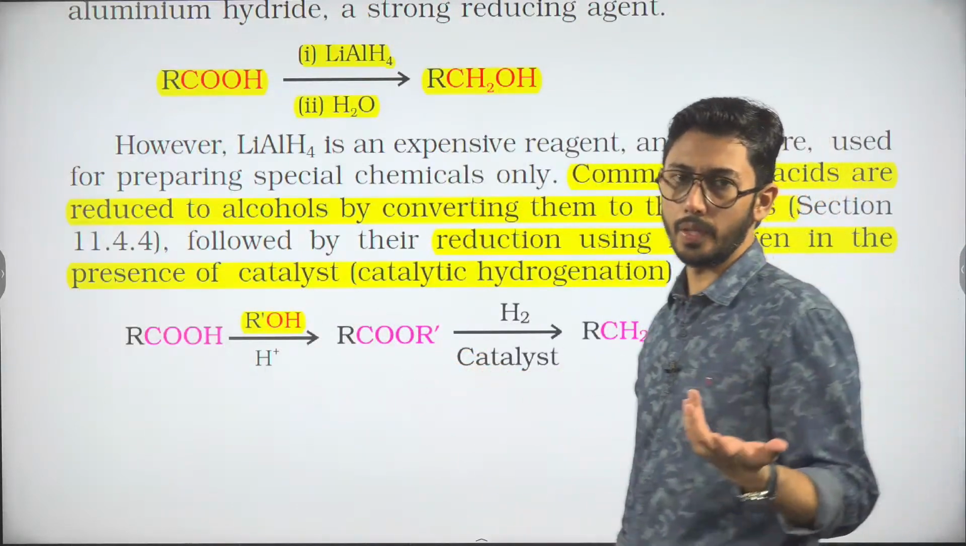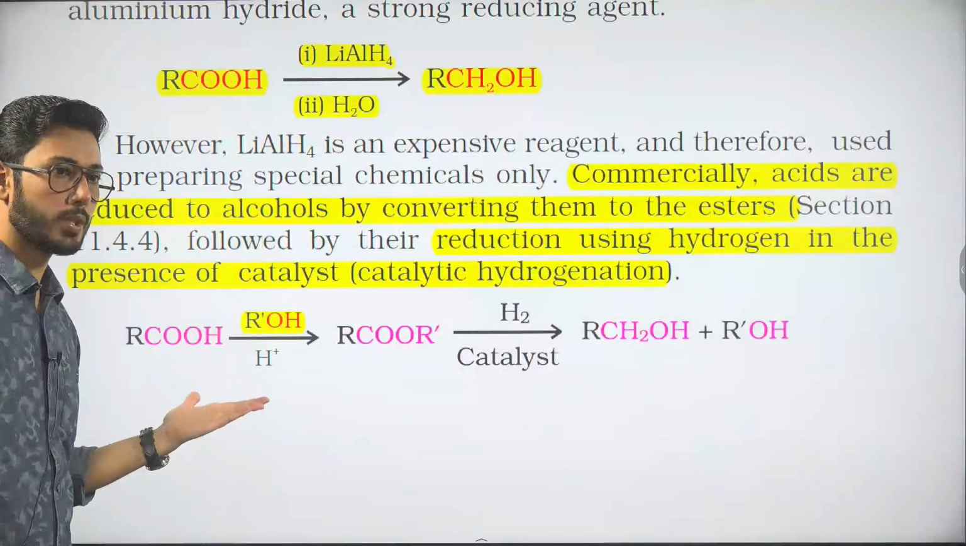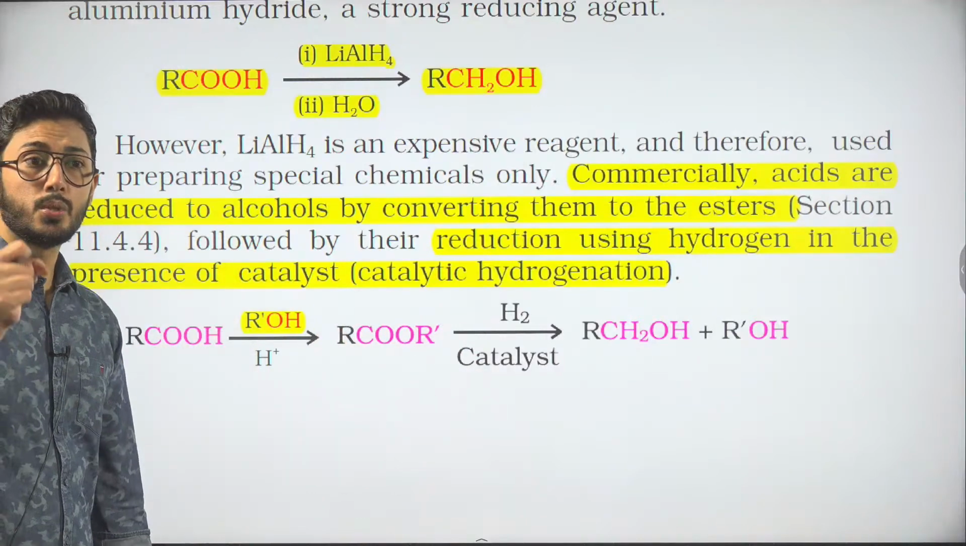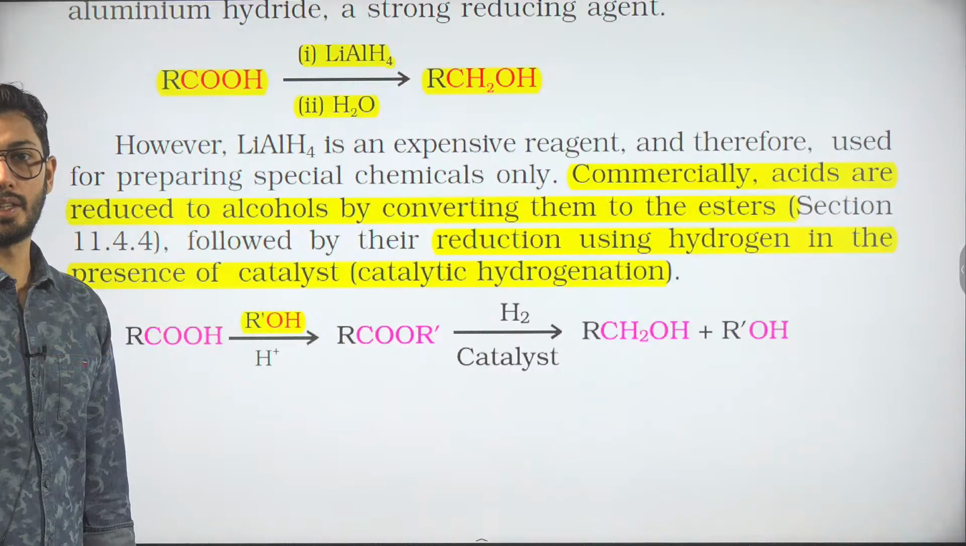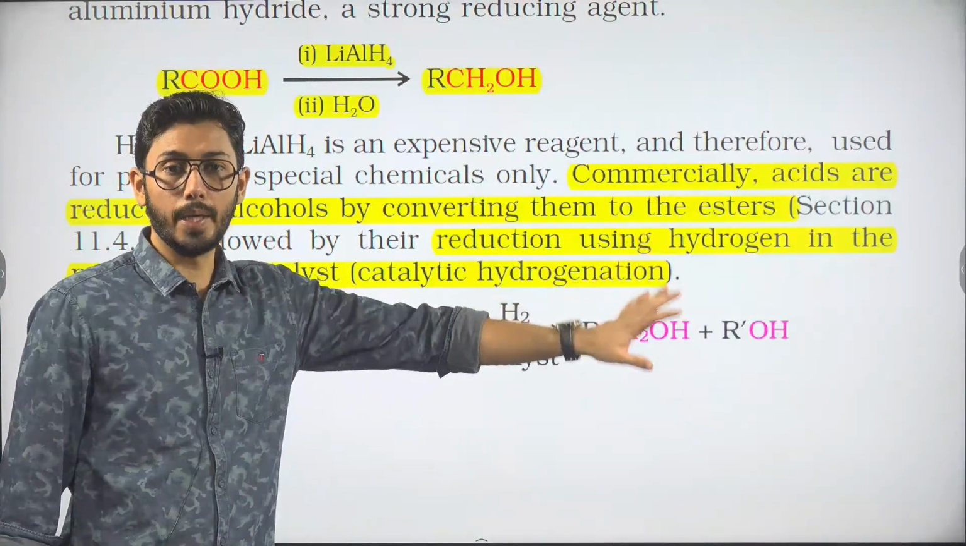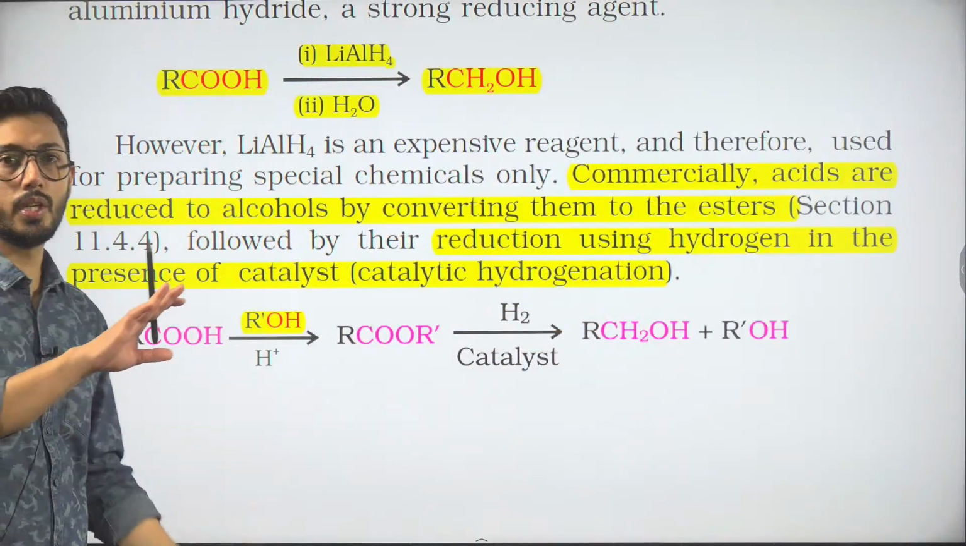If you remember the name, it's very good. Carboxylic acid with alcohol results in the esterification reaction. This ester undergoes reduction using H2 with palladium, that is catalytic reduction, resulting in alcohol formation. This is a better way because LiAlH4 is expensive, so commercially we cannot use it.